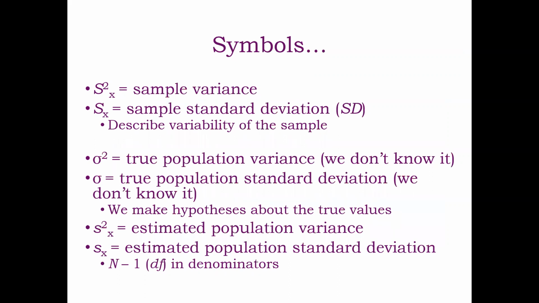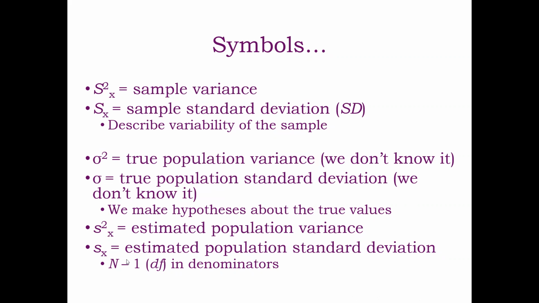Okay, when you see a sub X or something, this just refers to the variable you're talking about. This could say sub Y, sub D, sub whatever, right? That just lets you know that it is the sample variance for variable X, okay? Sigma squared is the true population variance, which we don't know. Sigma is the true population standard deviation, which we also don't know, right? We make hypotheses about the true values. Lowercase s squared is the estimated population variance, and lowercase s is the estimated population standard deviation, all right?